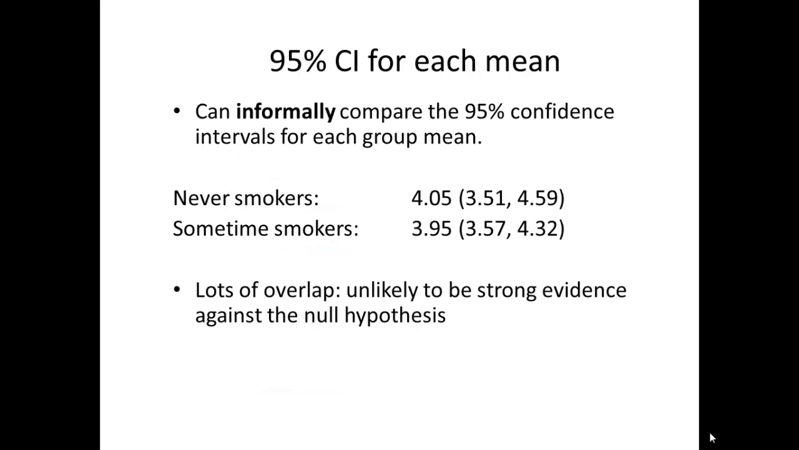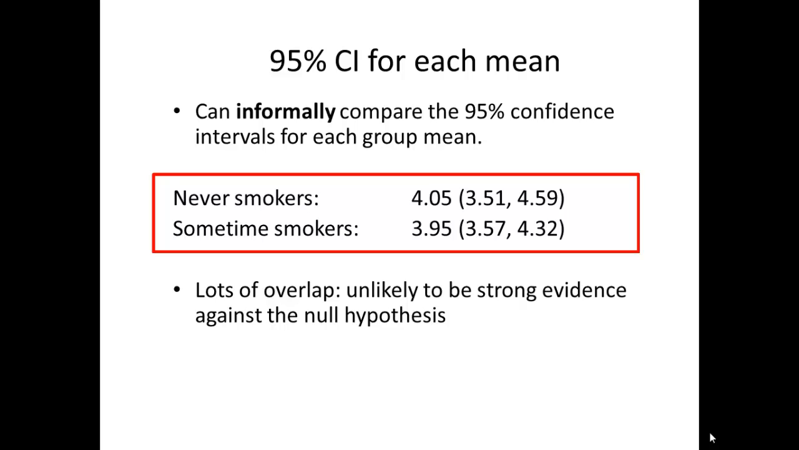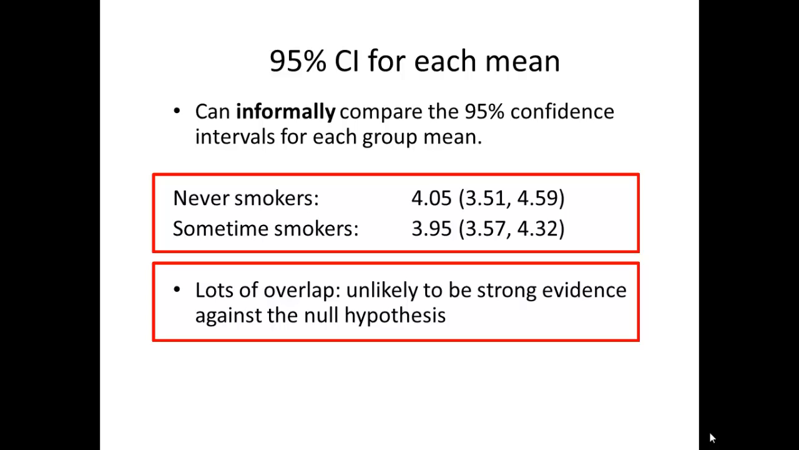We could informally compare the 95% confidence interval in each of the 2 samples. So here's the result in each of those samples. There's lots of overlap in these 2 confidence intervals, which is indicating that there's a large range of plausible values in each group that are compatible with these groups having the same forced vital capacity, or FVC. Or put another way, there's unlikely to be strong evidence against the null hypothesis that the groups have the same underlying FVC.